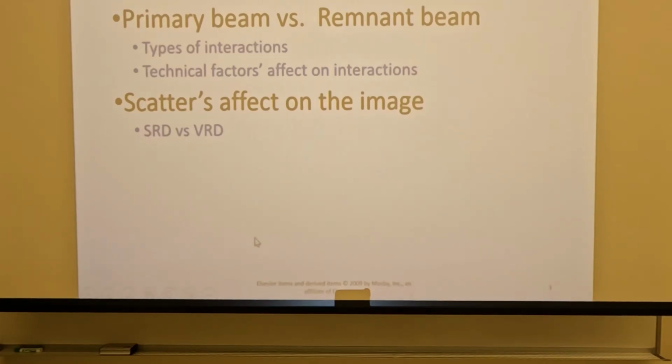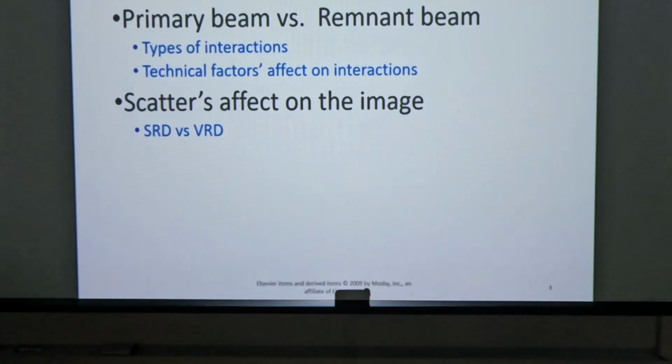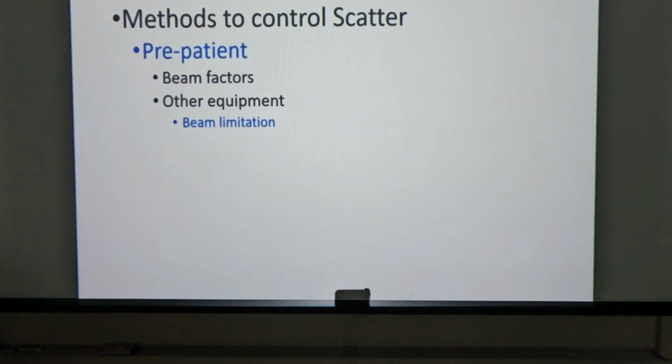Again, technical factors, we've done that. The difference between what we're doing now and what we were doing before was the difference between sharpness of recorded detail, that's the lines, and visibility of recorded detail, that's whether or not we can see those lines and the difference between the densities of adjacent structures. So we talked about that. We talked about the methods to control scatter. That was pre-patient and post-patient.